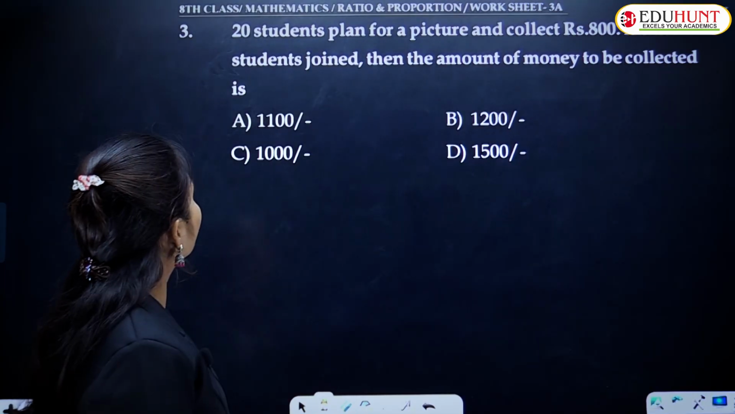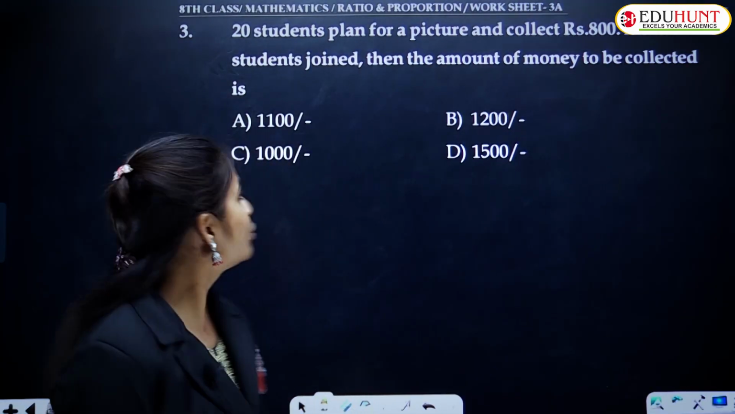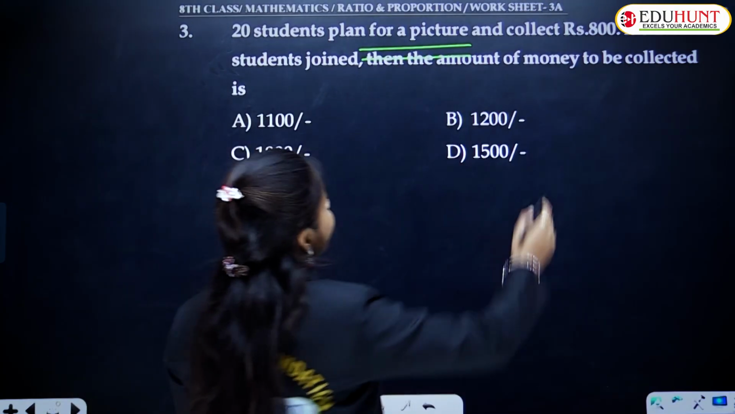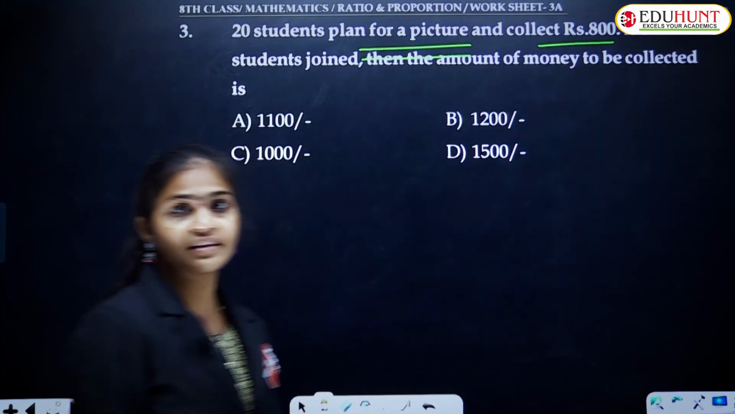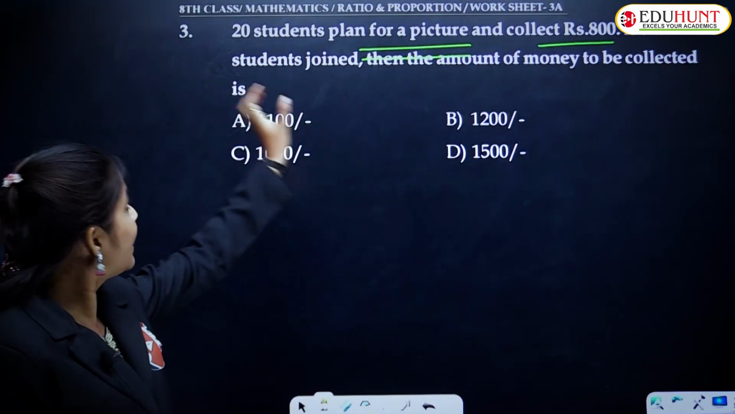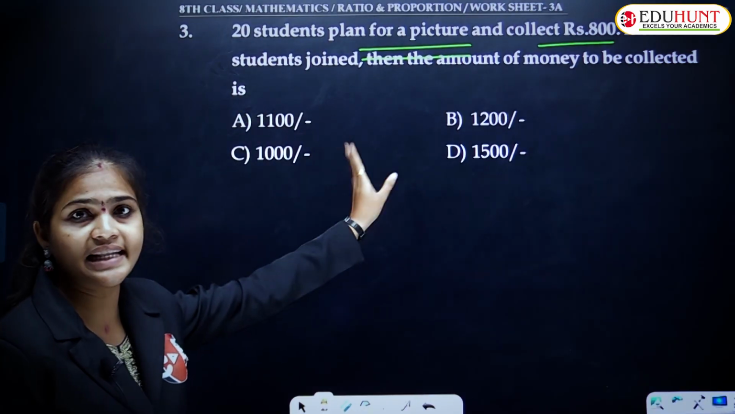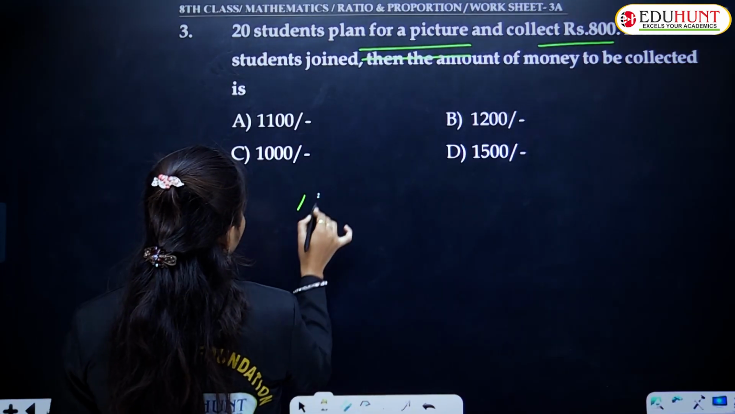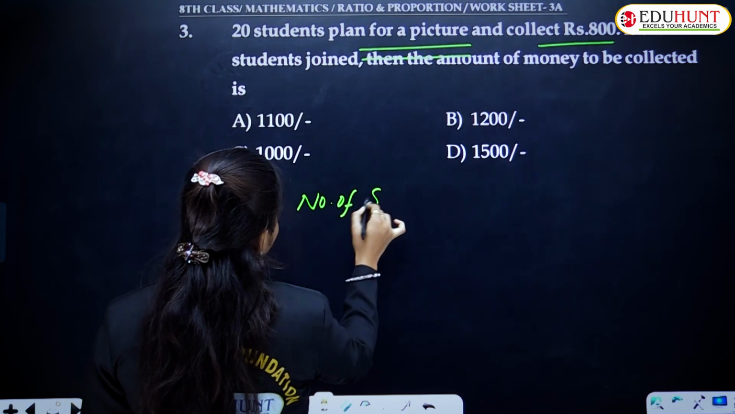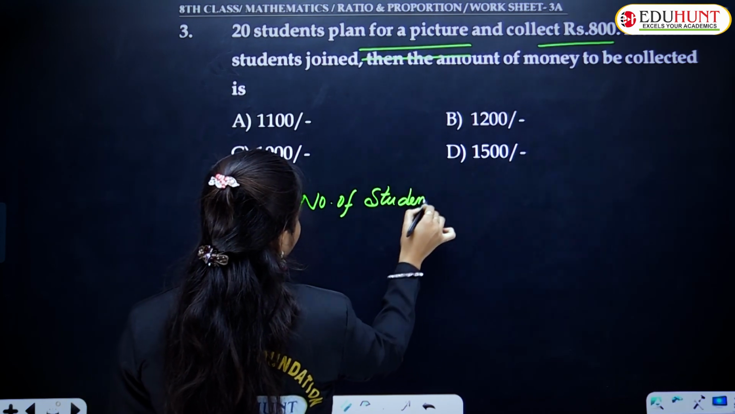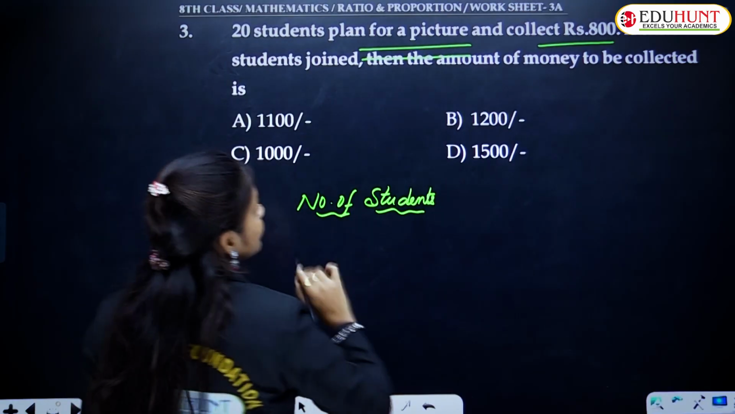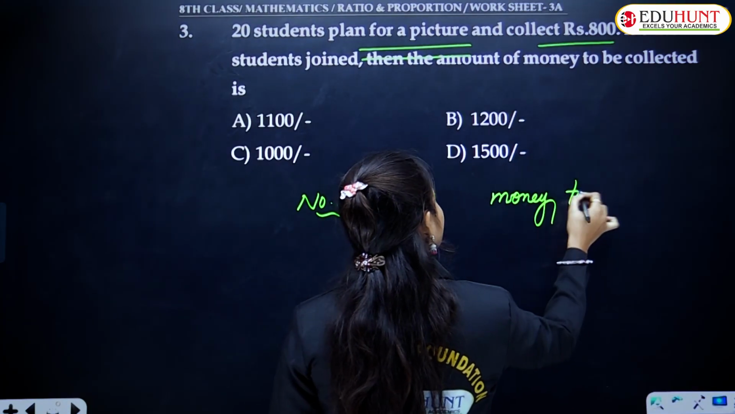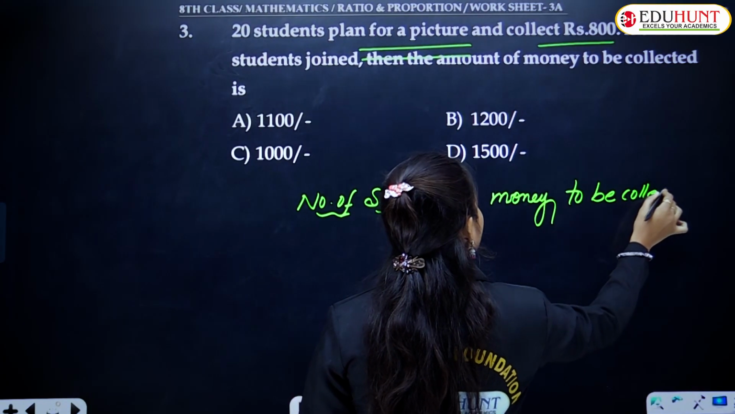Third question, what is that? 20 students plan for a picture and collect 800 rupees. By reading that first sentence only, we can understand that it is related to students and money. So here we can take the number of students, and here the money to be collected.